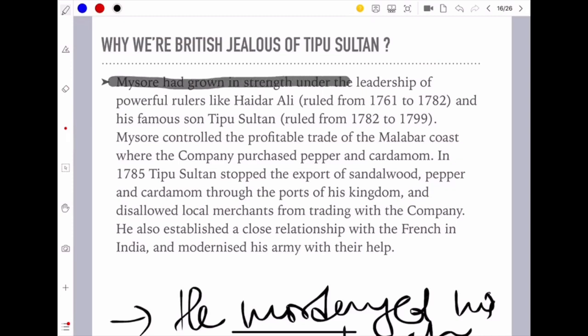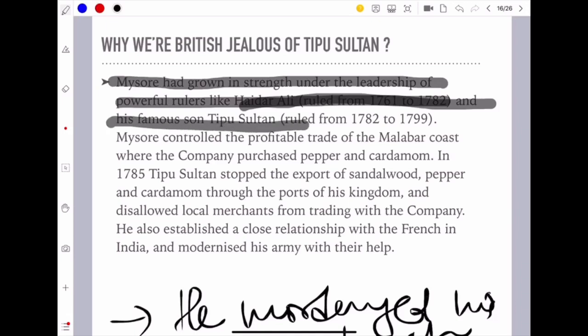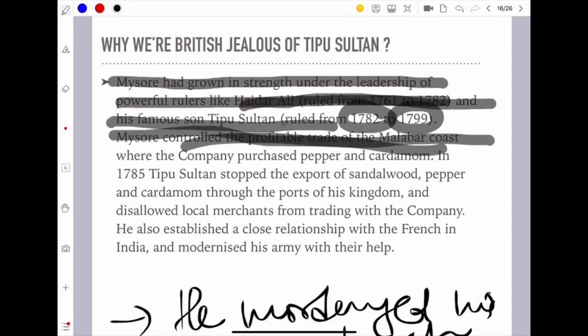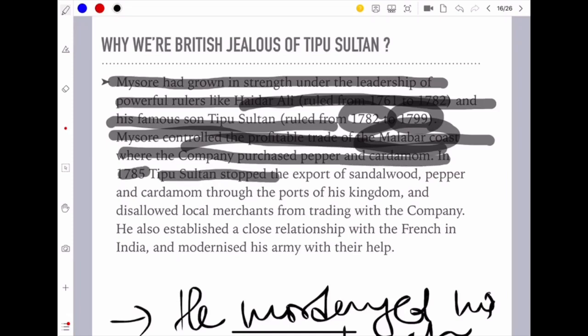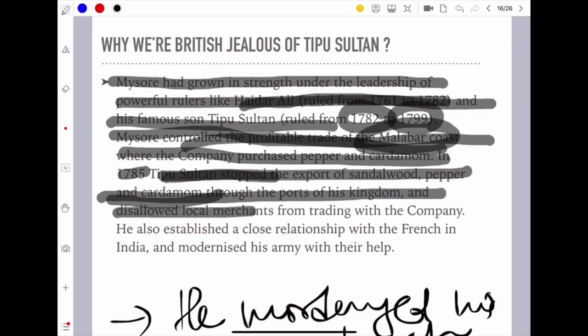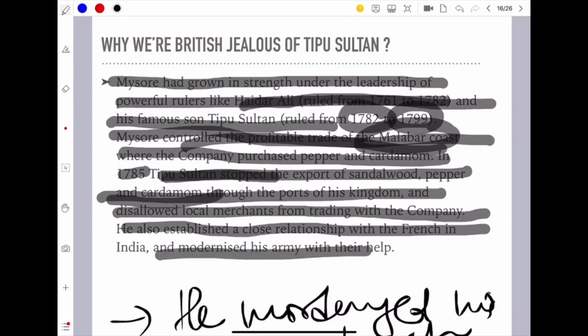Mysore had grown in strength under the leadership of powerful rulers like Hyder Ali and the famous Tipu Sultan, from 1782 to 1799. Mysore controlled profitable trade at the Malabar coasts where the company purchased pepper, cardamom, and sandalwood. In 1785, Tipu Sultan stopped the export of sandalwood, pepper, cardamom through the ports of his kingdom and disallowed local merchants from trading with the company. He also established a close relationship with the French and modernized with the French army. Right? I told you this thing only.